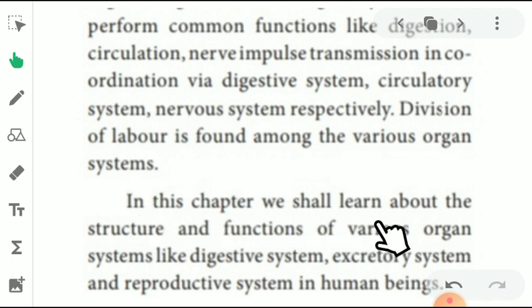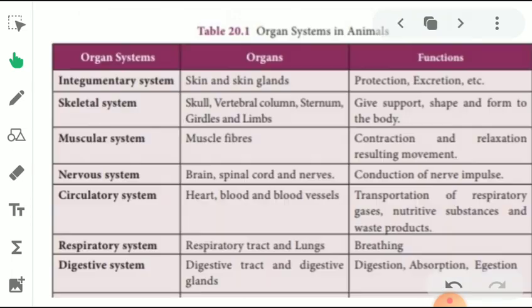In this chapter, we shall learn about the structure and functions of various organ systems like the digestive system, excretory system, reproductive system, etc. First, organ systems, organs and functions in the human. In animals, the integumentary system: integumentary means skin and skin glands. Function: protection and excretion. Skeletal system: skull, vertebral column, sternum, ribs and limbs.